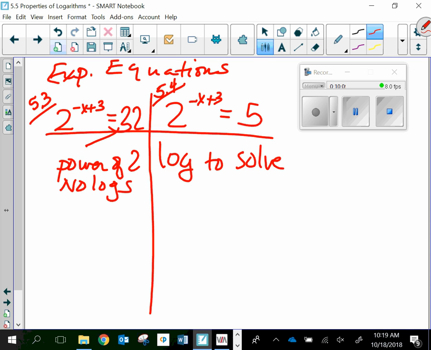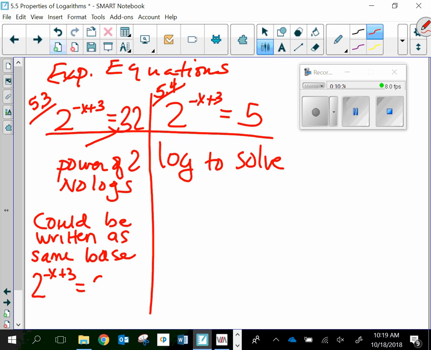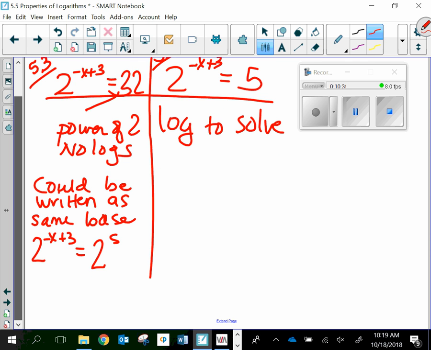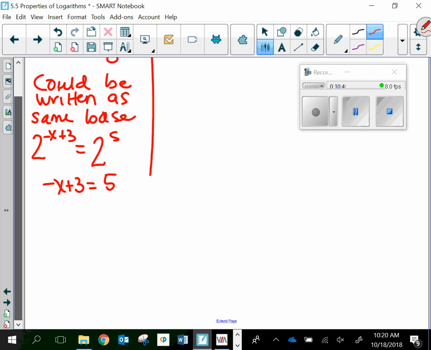And here's the problem when you get to the test. They're all mixed up and you're like, wait, do I need logs or not? So the first thing you should check is, could they be written as the same base? So 2 to the negative x plus 3, 2 to the 5th. Because if that's the case, that's so easy to solve. We just drop the bases, because we know the powers have to be the same if the bases are the same.